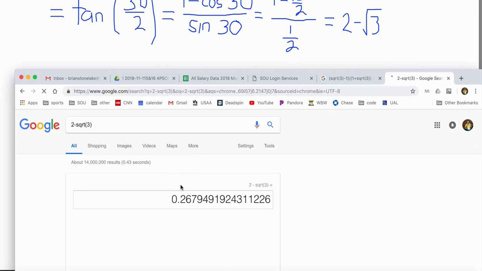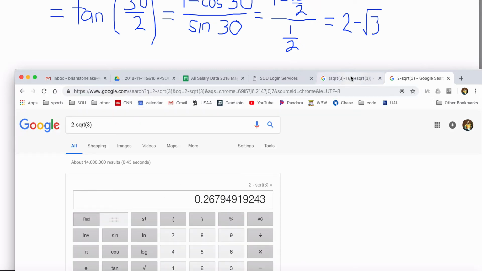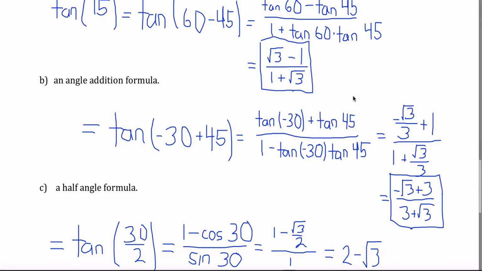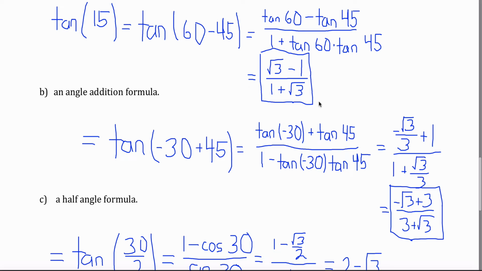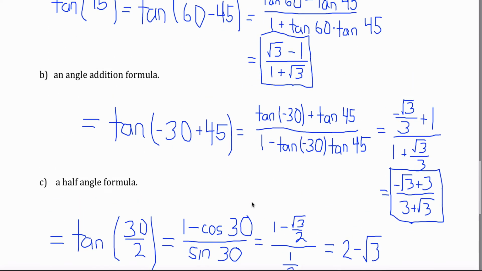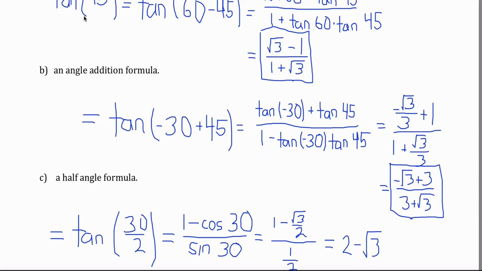let's see what Google says. Google gives me this decimal. Look, it's the exact same thing. All right, that's not a coincidence. It's because 2 minus the square root of 3 is the exact same as this expression, which is the exact same as this expression, because no matter what, I'm figuring out the tangent of 15 degrees.